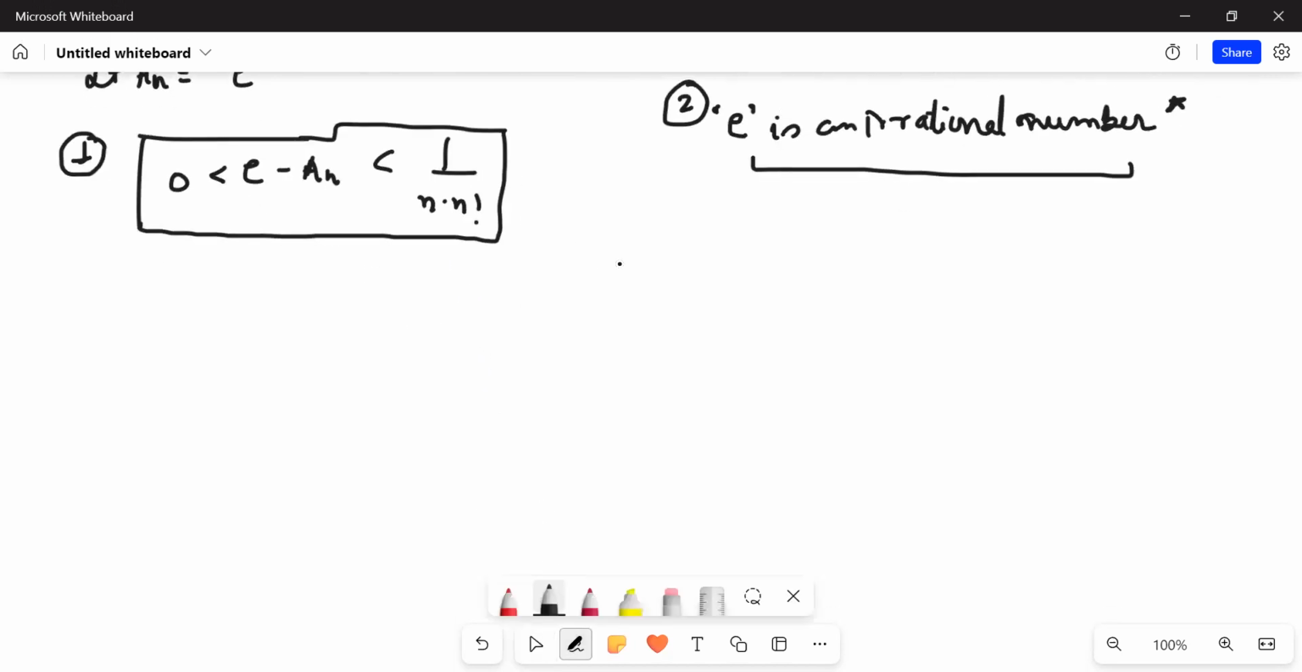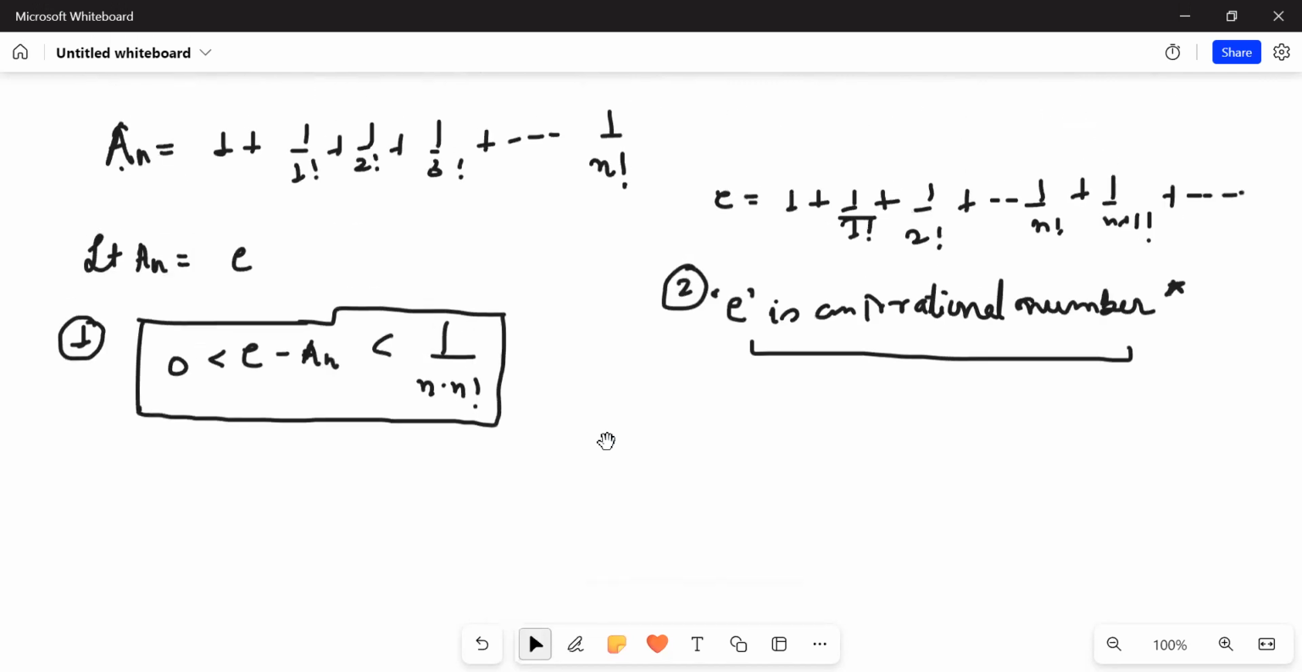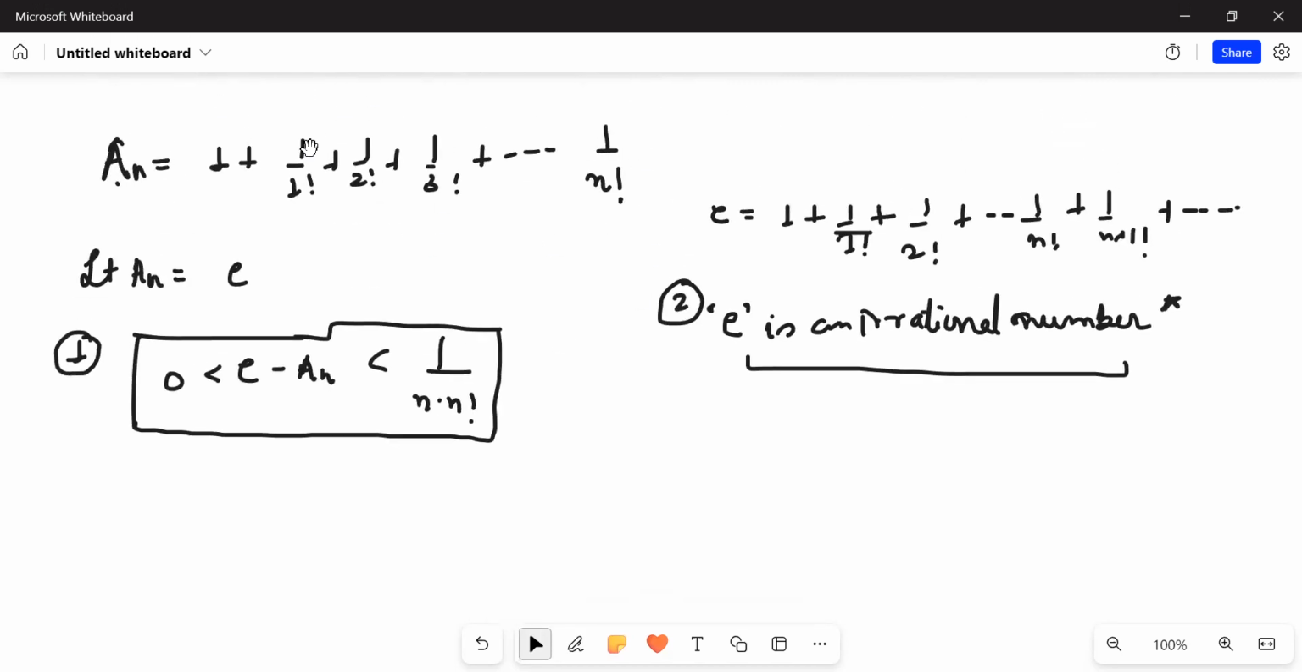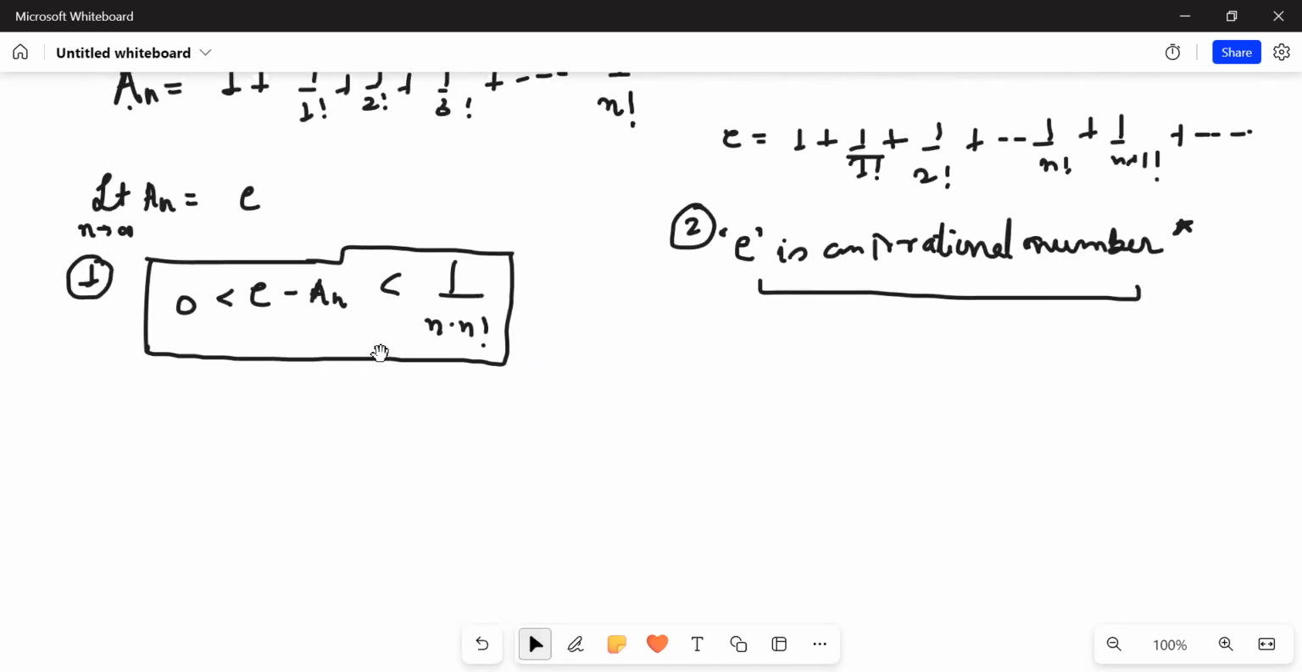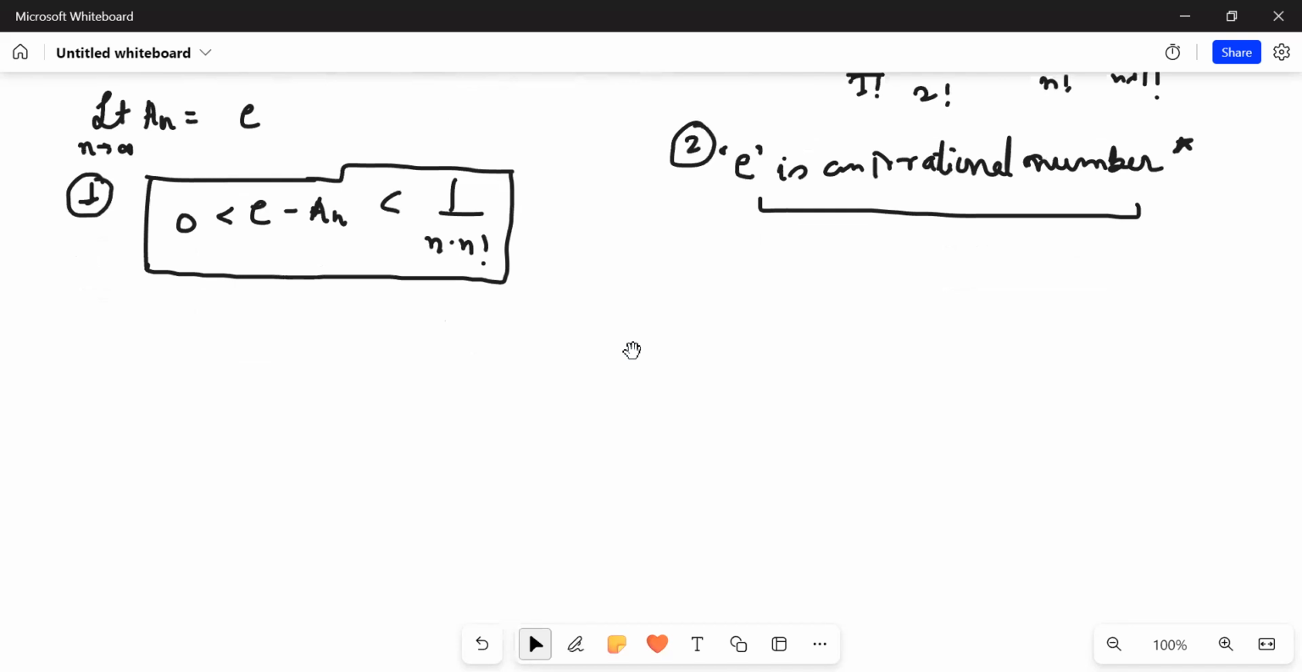Understand, what is this a_n? Just revise it. This a_n is a finite sum, and e is an infinite sum. Basically, e is the limiting case of a_n. So this particular thing, e minus a_n, indeed has to be positive, because e will contain infinitely many terms. When a_n is subtracted, we get 1 upon (n+1) factorial, 1 upon (n+2) factorial, and so on and so forth. So basically, it is greater than 0. This is quite evident. But it is less than 1 upon n into n factorial. This needs a certain inspection, so let us inspect this.